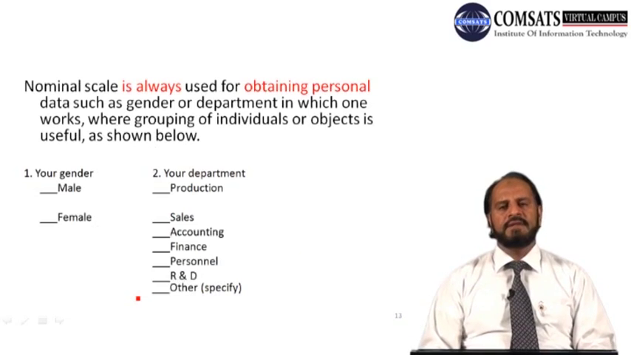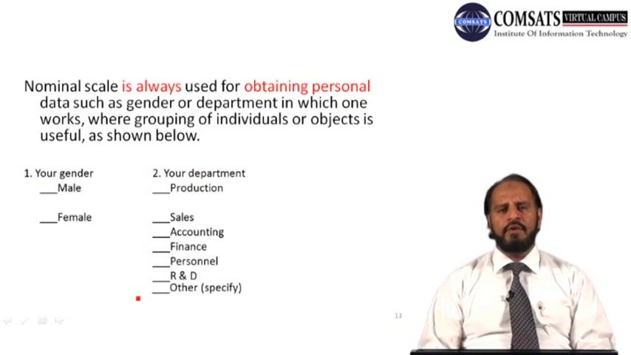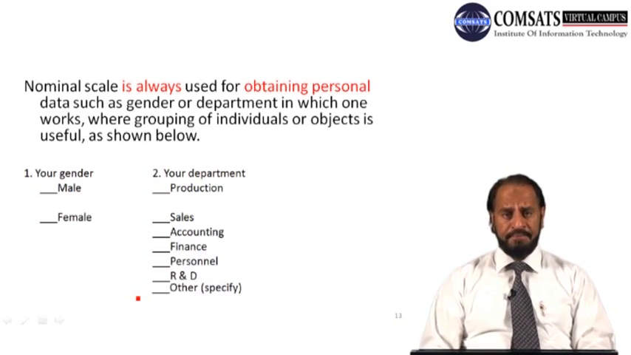Generally, nominal scales try to get information of a personal nature, such as your age, your salary, your gender, the department you're working for, the organizations you have worked for before, and how many organizations you have worked for. So generally, when you have personal information, the type of scale you use is of a nominal kind.